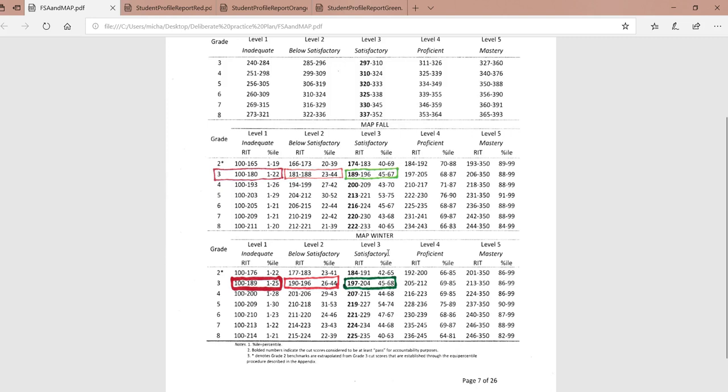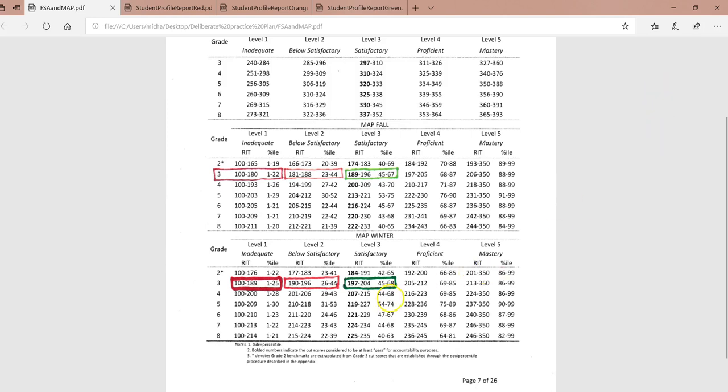So I'm going to show you 3 different student profile reports, which again, you are welcome to ask your student's teacher about, and they can always print these. They can go over the information with you. Again, all identifying information has been removed to protect students' anonymity.